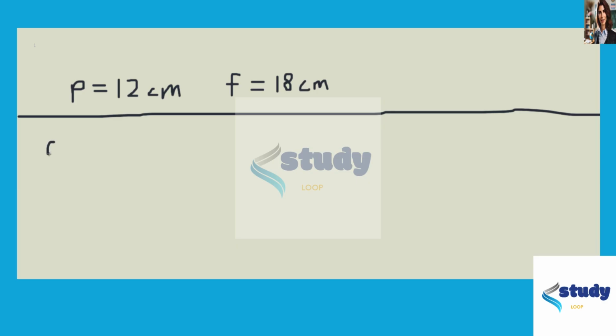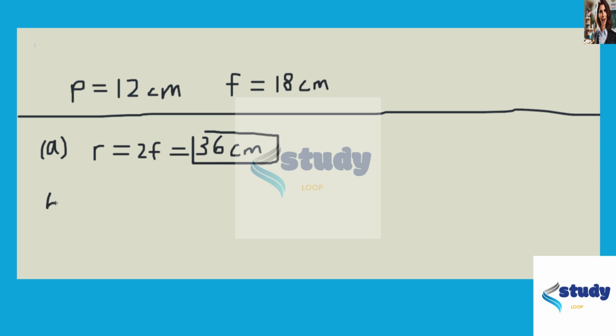Part A of our question would like us to calculate the radius of curvature. So the radius of curvature r is equal to, by definition, 2 times the focal length. So plug in the value for the focal length and we find the radius of curvature is equal to 36 centimeters. And we can box that in as our solution for part A.